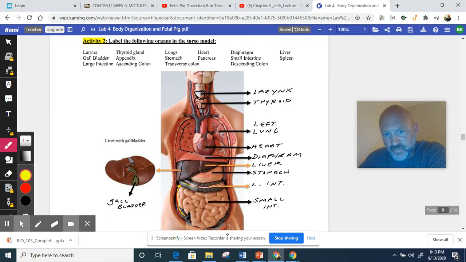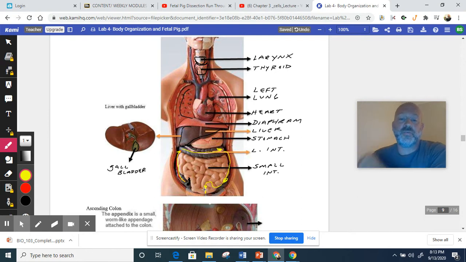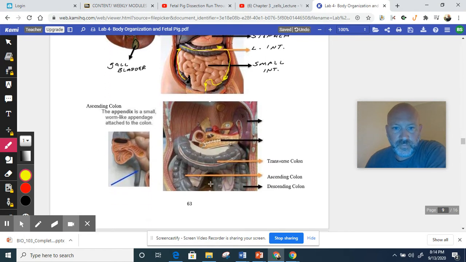And then from here, it would go over, across. That's called the transverse colon. And then it would go down in the descending colon. And then it would make kind of like an S-shaped turn. That's called the sigmoid colon before the food material would be stored as feces in the rectum. So here we see the ascending colon, the transverse colon, the descending colon. We don't really see the sigmoid colon, and we do see the appendix here.